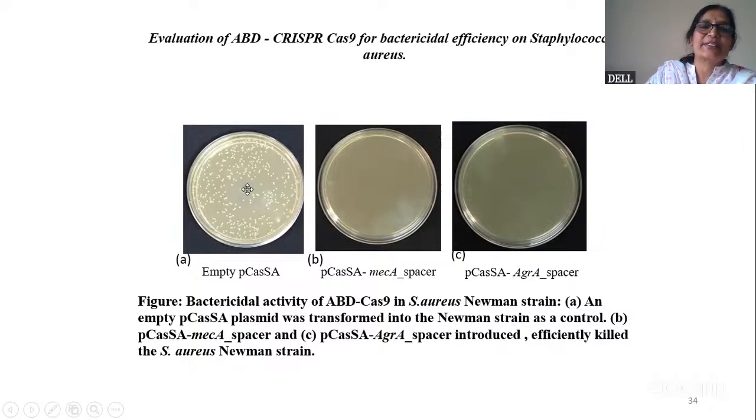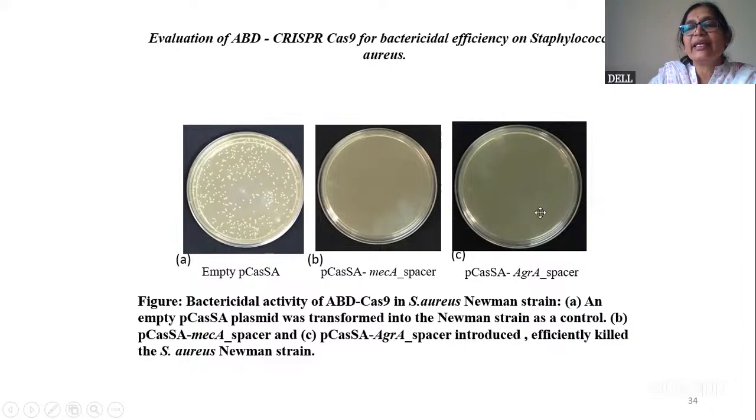in our plasmid. Whereas in the second picture here, we put in the target gene, that is the MECA spacer. Therefore, CRISPR-Cas9 did the job of endonuclease. It cut wherever the MECA gene was present, and therefore no bacteria survived here.